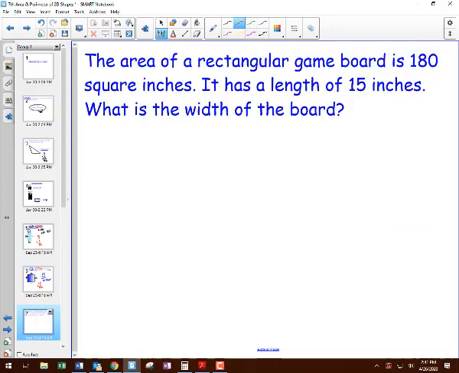We make this one just a little bit harder. The area of a rectangle game board is 180 square inches. Okay, so notice they are giving you the area on this. It has a length of 15 inches. What is the width?